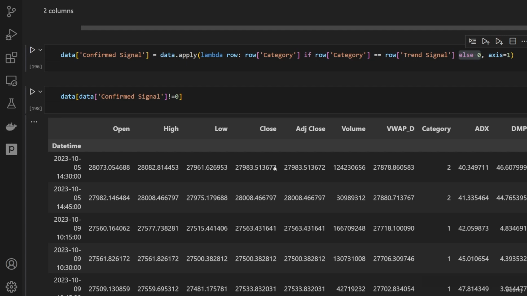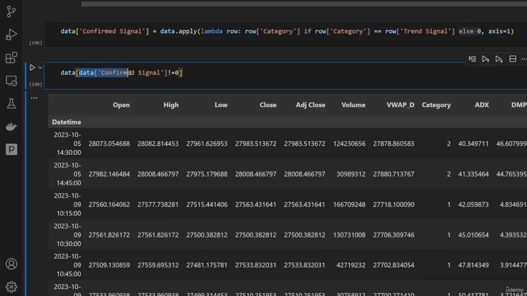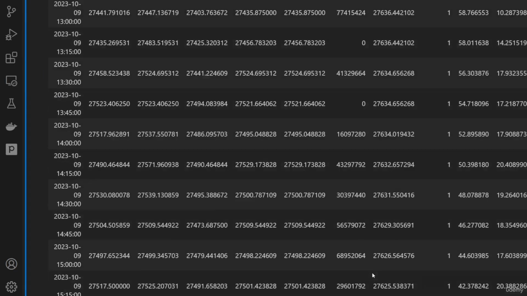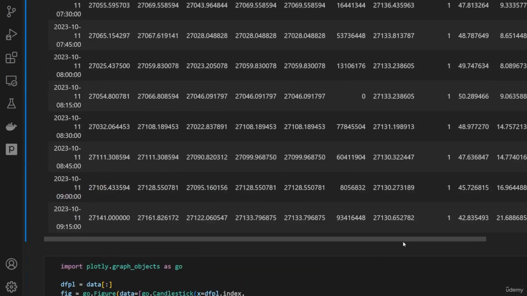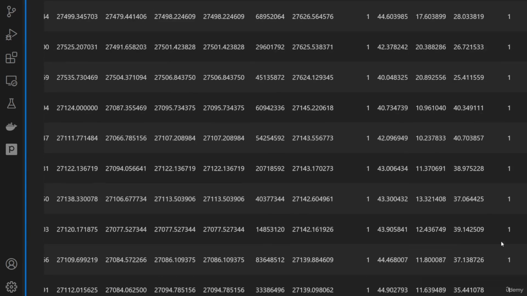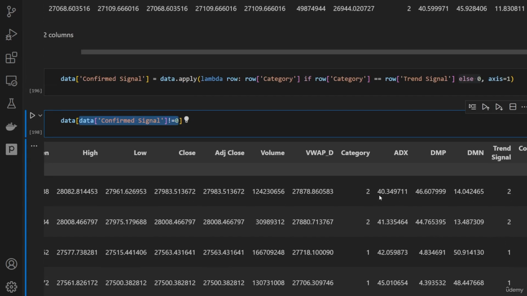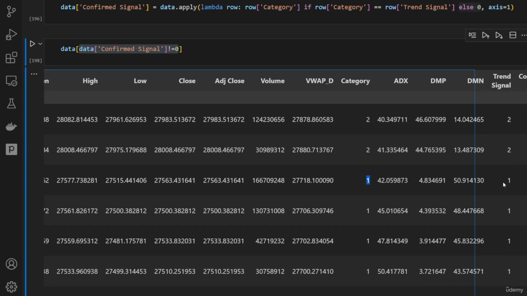We can verify if this is working by printing the rows where we have a confirmed signal different than 0. And we can compare the category and the trend signal. Let's check it out. So check these rows. So here, for example, we have a category 2, an uptrend from the moving average indicator, which is confirmed by the ADX, which is the trend signal. It's also equal to 2. And this is how the confirmed signal is also an uptrend equal to 2, and so on. So now we can verify the downtrend, 1, 1, and then 1, and so on.